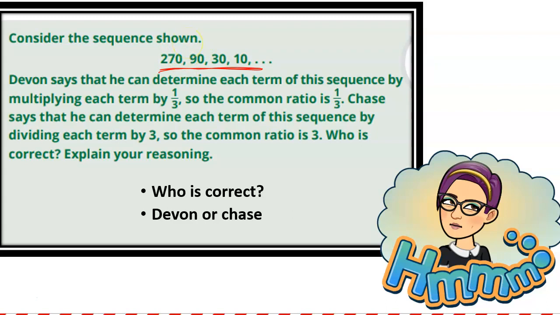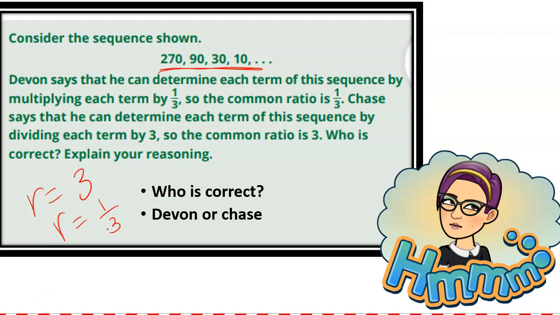Chase says that we're dividing by 3. That's true, right? 270 divided by 3 is 90, divided by 3 is 30, divided by 3 is 10, and so on. So we know we're dividing by 3. So that means we do have a common ratio. But how do we write that common ratio? Do we write r equals 3, or do we write r equals 1/3?